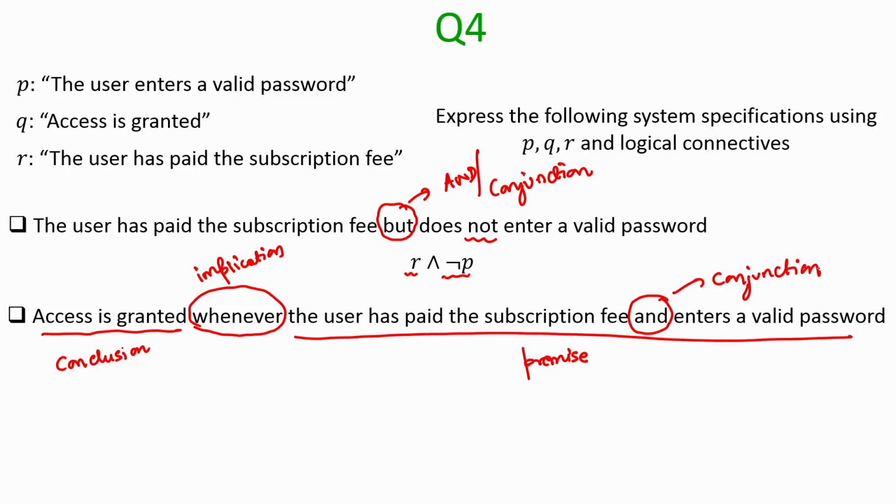And now, you have all the details to write this statement in the form of a compound proposition. Okay. So, my premise here is the conjunction of 2 things. The user has paid the subscription fee, which is denoted by variable r, and he has entered a valid password, which is p. That is, the conjunction of these 2 things is the premise. If both these 2 things are ensured, the conclusion that I can draw is that access will be granted, and access is granted means q.